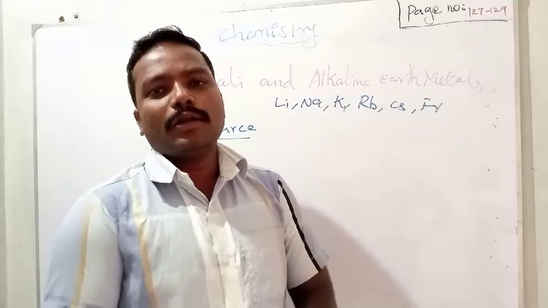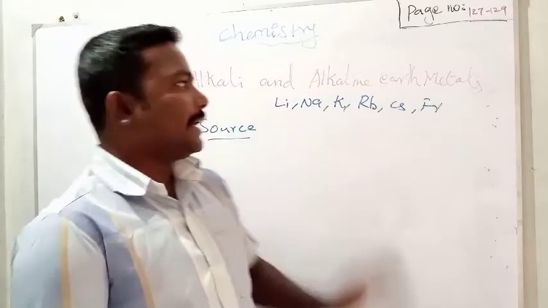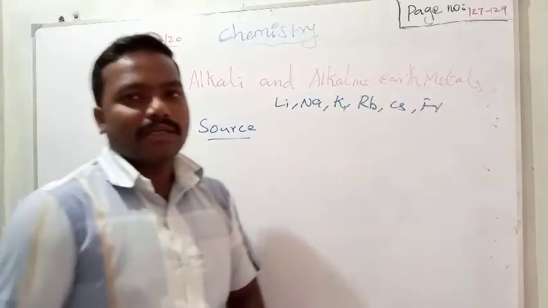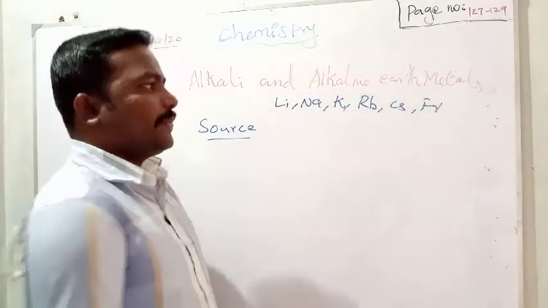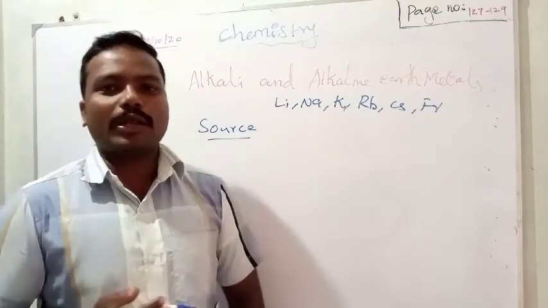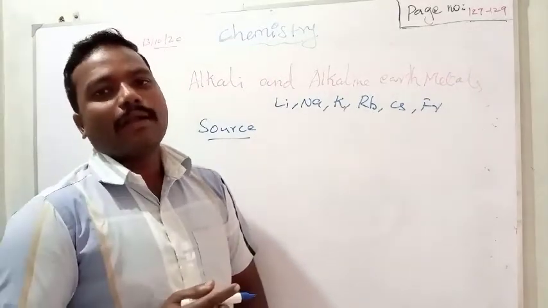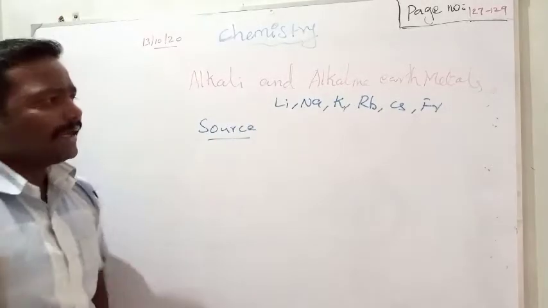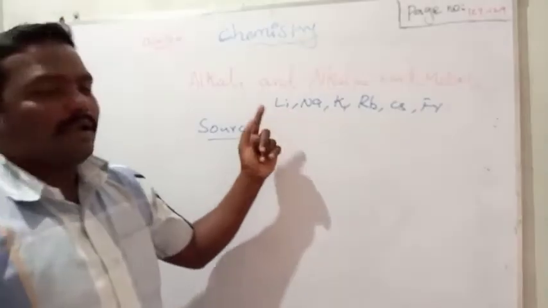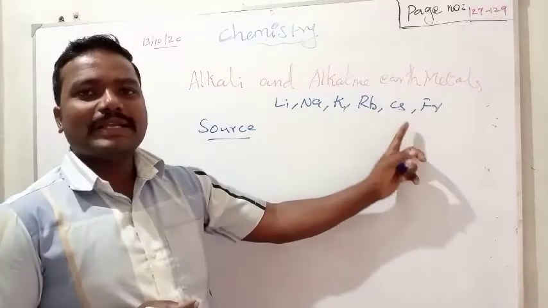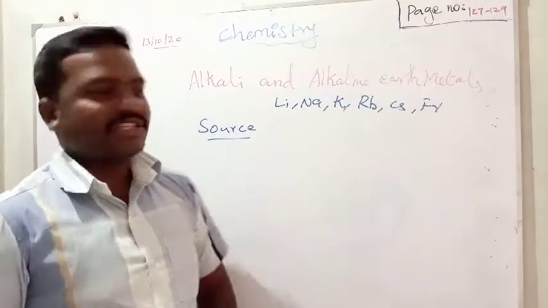Today we are going to learn alkali and alkaline earth metals. So the first one is alkali metals. We know that in the periodic table the first two vertical columns are called S block elements. In that the first column is called 1s group elements. What elements are present in the 1s group? Lithium, sodium, potassium, rubidium, cesium and francium.